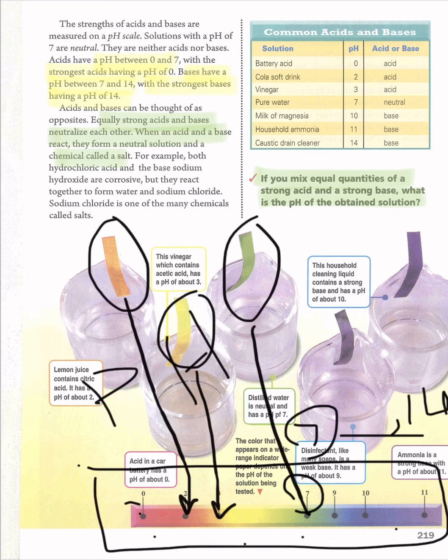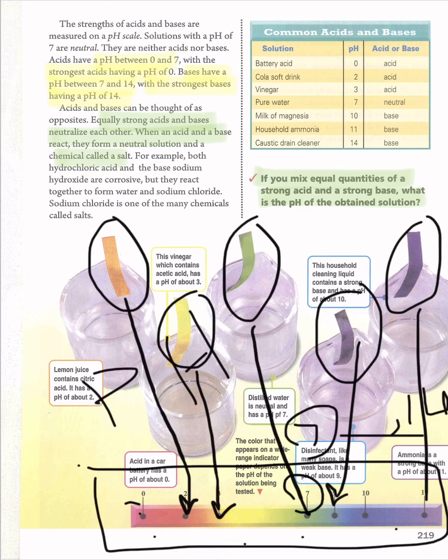And here we have what? We have disinfectants, like many soaps, whose color is purple. The purple starts from 9. It means that it's a base. And here we have household cleaning products. Their color is dark purple. Dark purple starts from 11. It means the pH is 11. When the pH is 11, it means the chemical compound is a base.